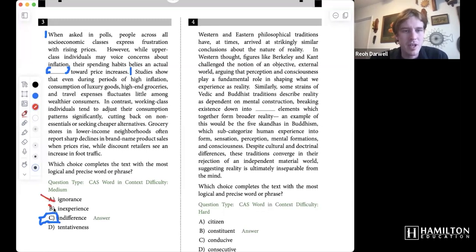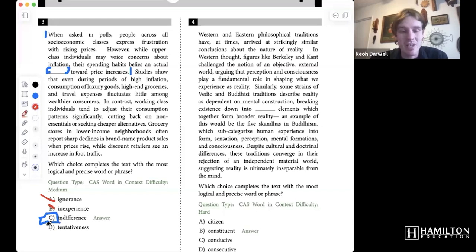These other ones don't fit here, right? They're not ignorant of price increases. They know that they exist. They're complaining about it, but they don't do anything about it. It's not like they haven't experienced it. They clearly have, but they just don't care.